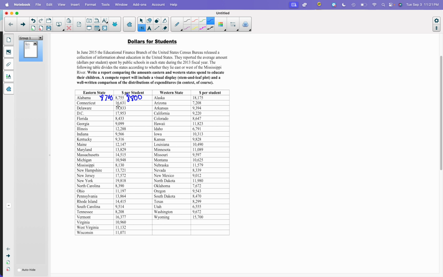So if you're rounding, then this next one would be 16,600. And actually, I said something wrong. I said that your stem can only be one digit, but it can be two. The leaf can, however, only be one. So on the next one, this would be 13,800. If you truncate, this one would be 16,600, so it would be the same. This one would be 13,800, so it would be the same.